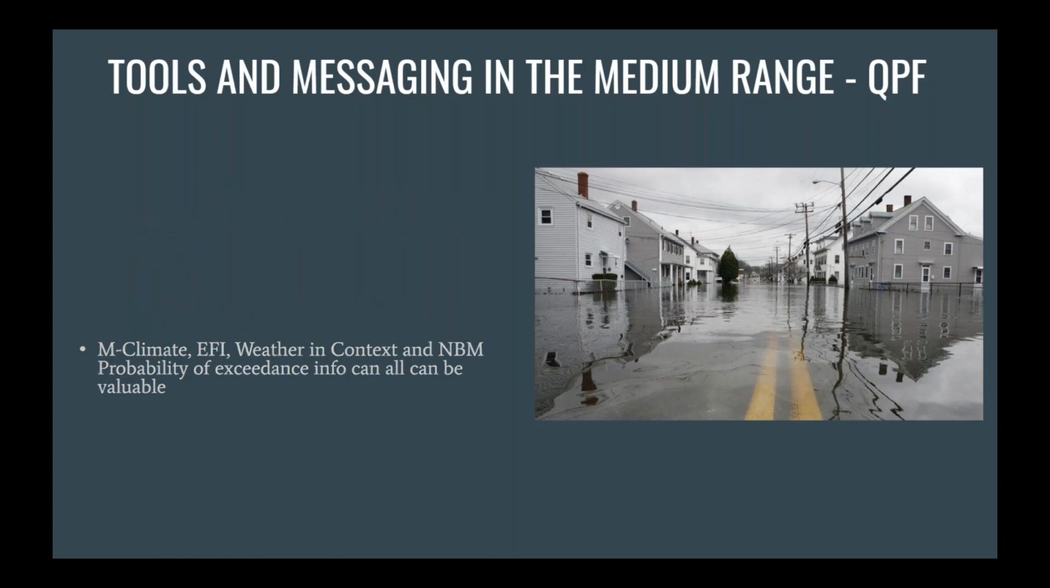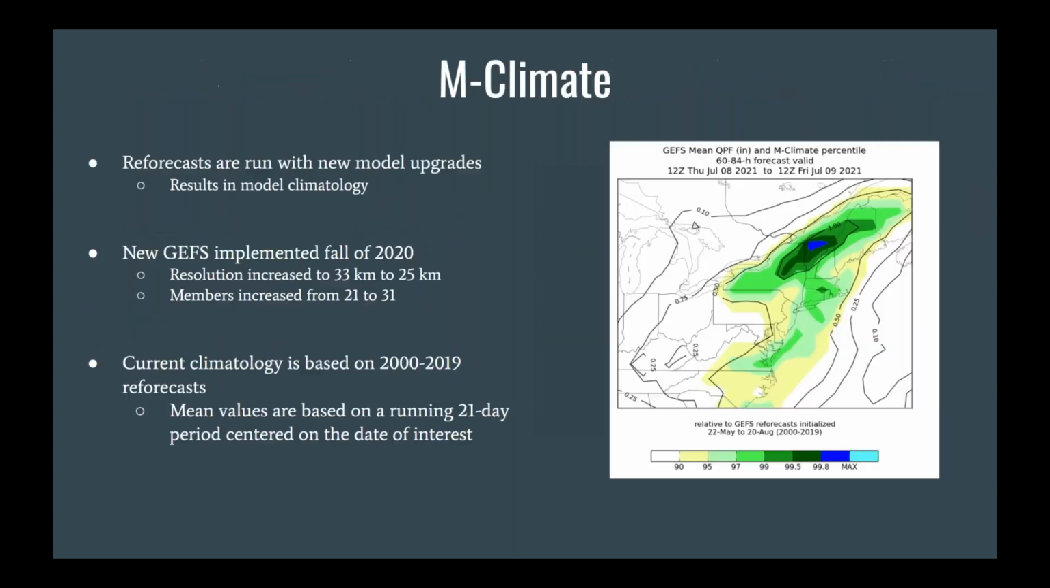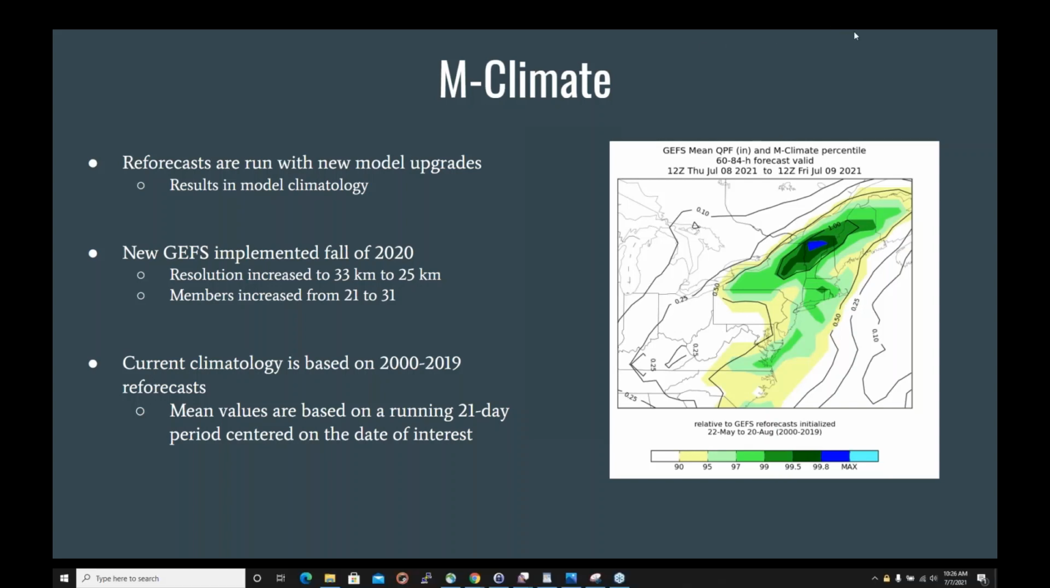I'm not sure what's going on with the bullets there. So we're going to look at M-climate and talk about this event coming up in New England. Basically, the remnant moisture from Elsa is interacting with a front on Friday going through that region. And so we're going to look at M-climate from the GEFS.